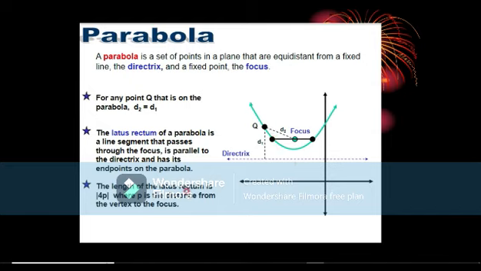Now the length of the latus rectum is the absolute value of 4p. That is the total length of the latus rectum, where p is the distance from the vertex to the focus. Again, p is the distance from the vertex to the focus. That is the relationship. The distance from this point to this other point is the length of the latus rectum, which is equivalent to the absolute value of 4p.